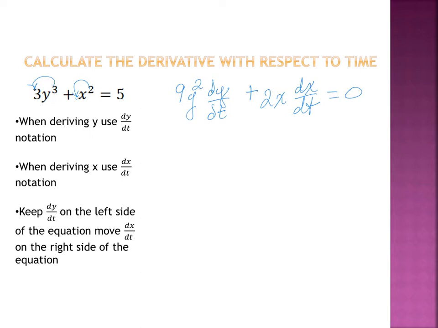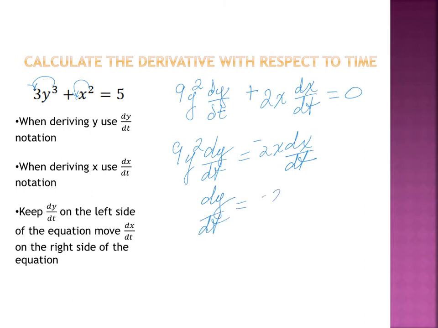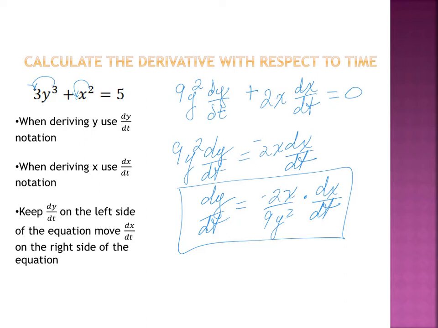Now I want to start solving for dy dt. So I'm going to subtract my x term to the right side of the equation. So I get 9y squared dy over dt is equal to negative 2x dx over dt. And then again, solving for dy over dt, I'm going to divide negative 2x by 9y squared and multiply by dx over dt. Now I have the change in y in relation to time.